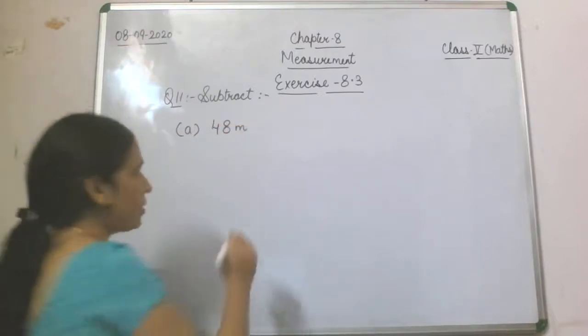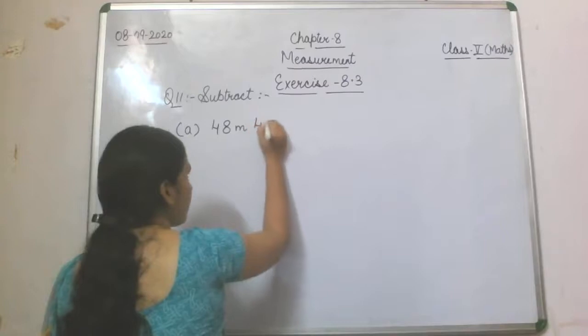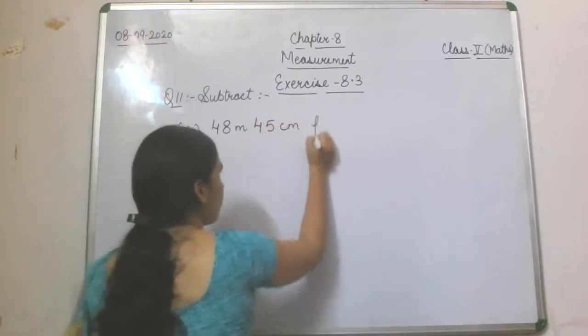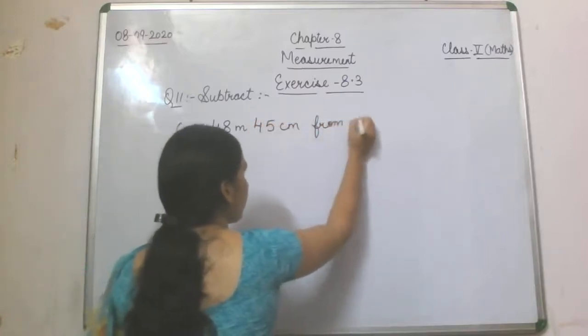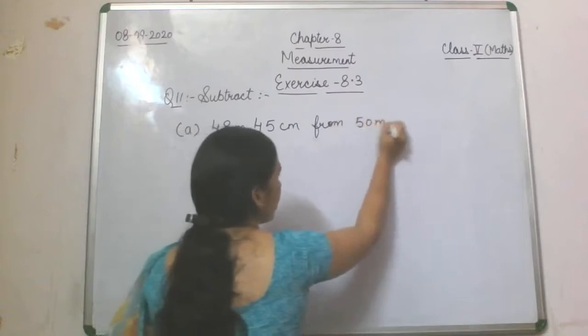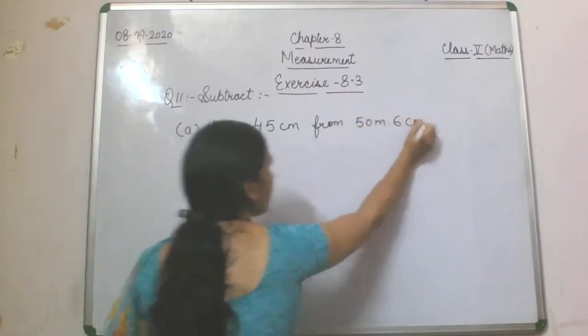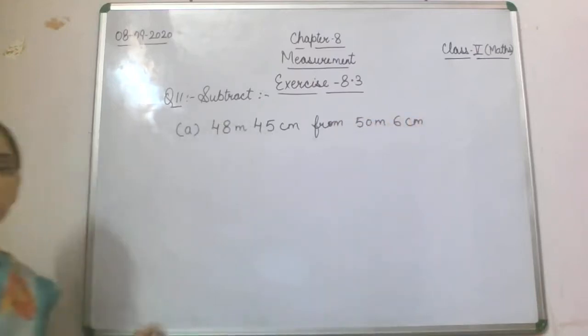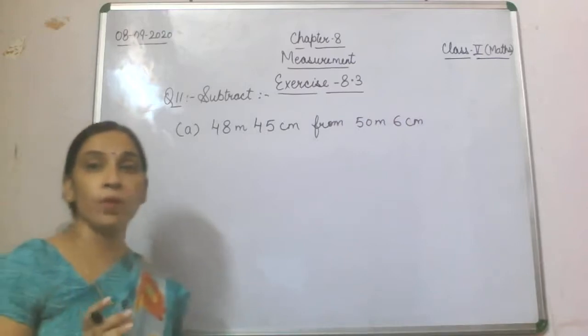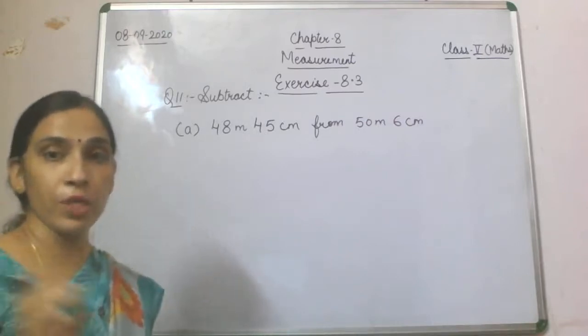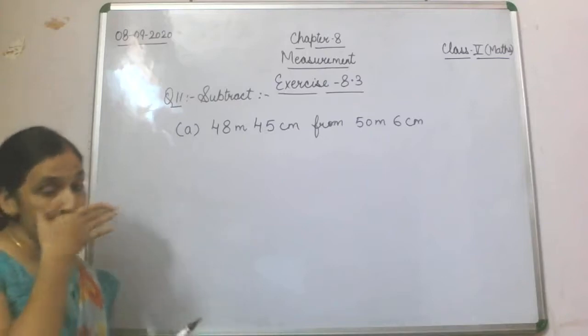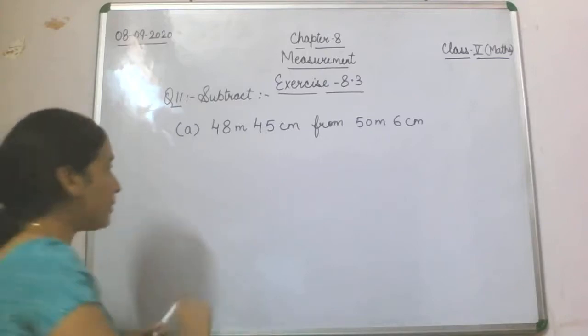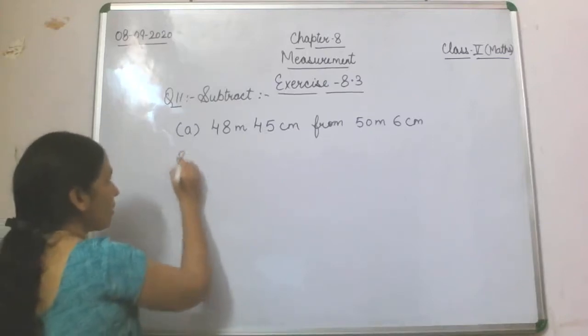45 centimeter from 50 meter 6 centimeters. In this, first of all we will revise the concept of conversion, and then we will do the subtraction. So let's start with that.